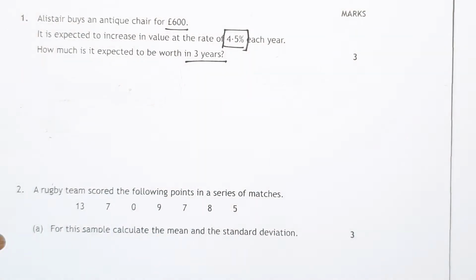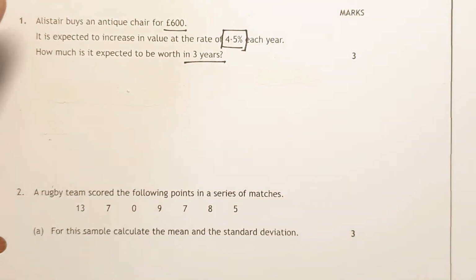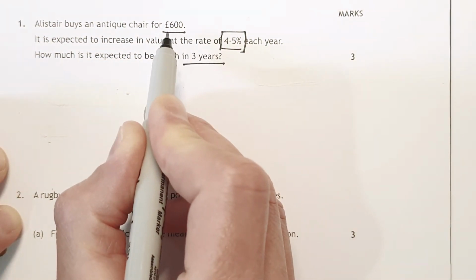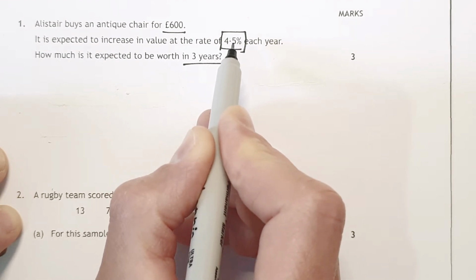National 5 Maths, Practice Paper H, Paper 2. Now in the first question we've got to find out the value of an antique chair after 3 years. So it starts off being £600, it's an increase of 4.5% per year, so 3 years.